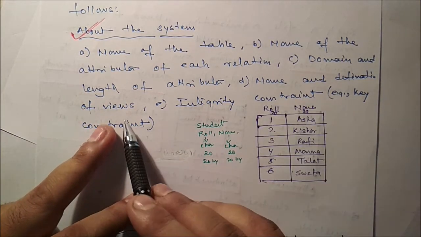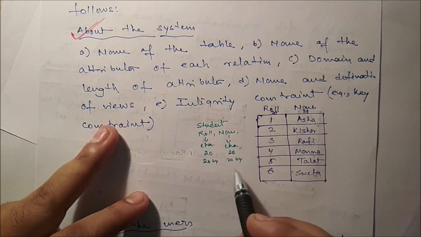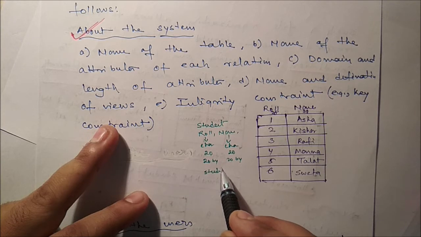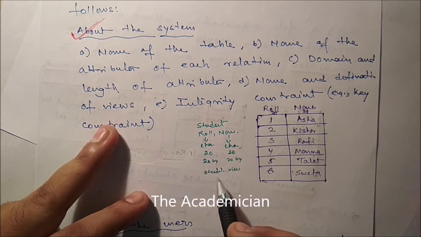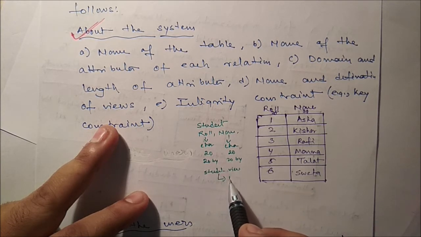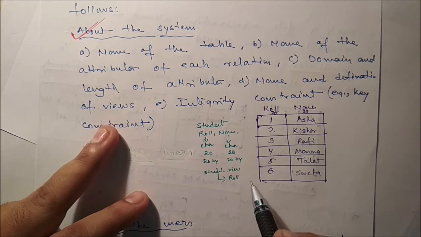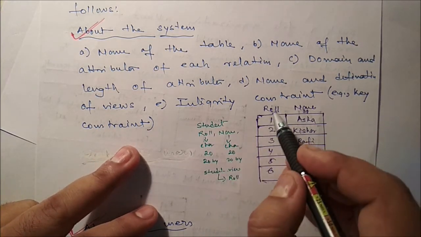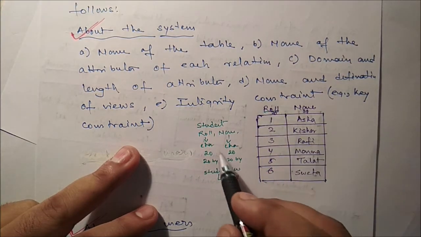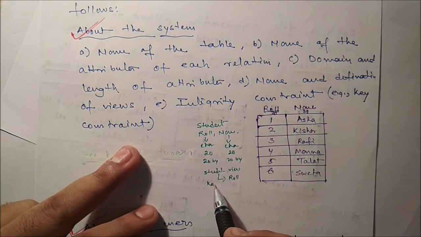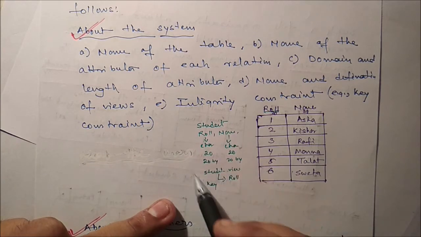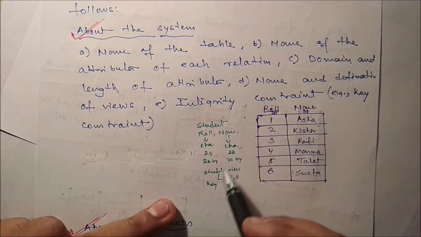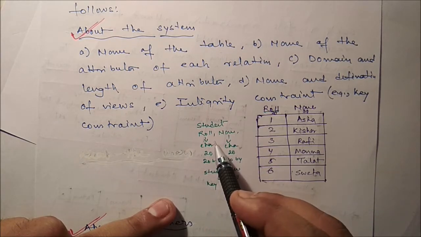Then the name and definition of the views. If views are there, we have to store the name of the view, say student view, and how many attributes are in this view. Then integrity constraints, for example key constraints. Suppose roll number is a key, so we have to mention that it is the key. All these are the information related to this table, and we store them in a separate table.